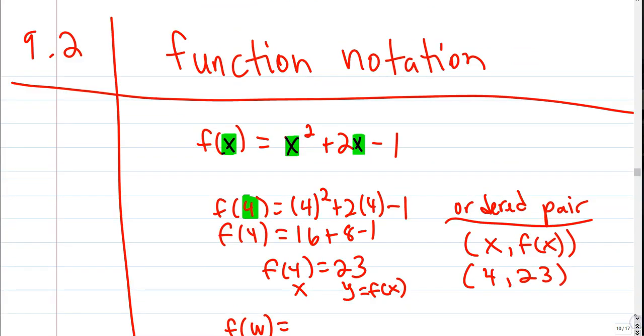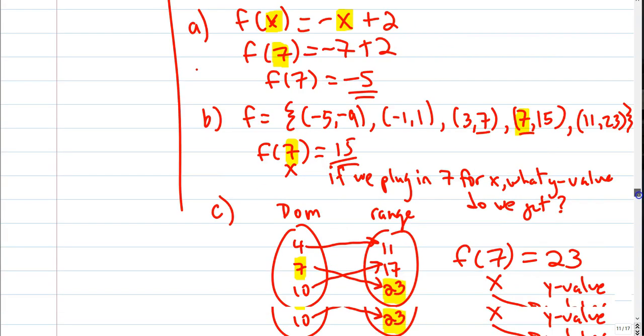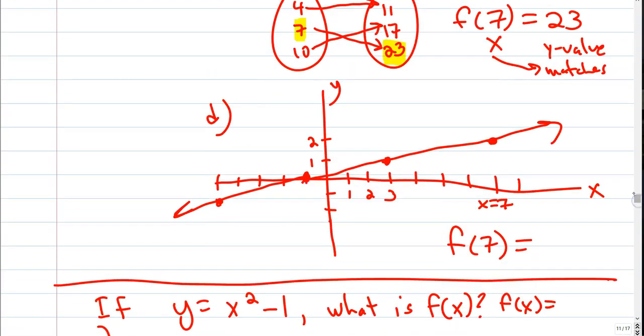What if they give me a graph? Sorry about that. What if they give me a graph? F of 7 means what again? What y value matches that x value? So go over to the x value, 1, 2, 3, 4, 5, 6, 7. Go where x equals 7.